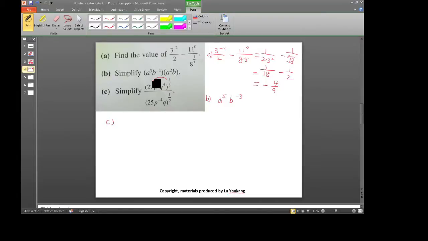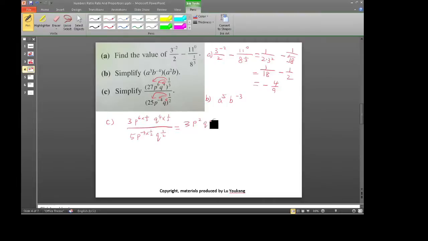In part C, we are asked to simplify this term. And you should see that 1/3 this power is applied to the three terms, 27, p to the power of 6, and q to the power of 4, and similar for the denominator. So with that, we get 27 to the power of 1/3. So p to the power of 6 times 1/3, q to the power of 4 times 1/3, and the denominator, we do it in a similar manner.